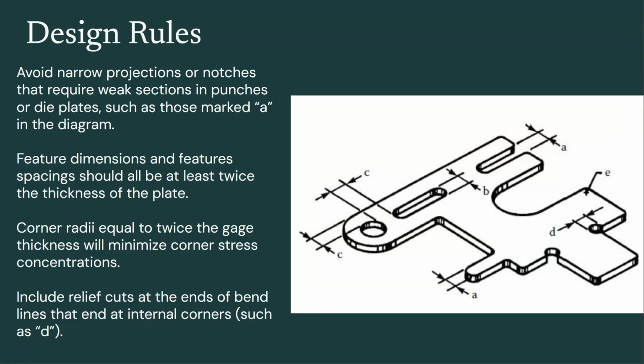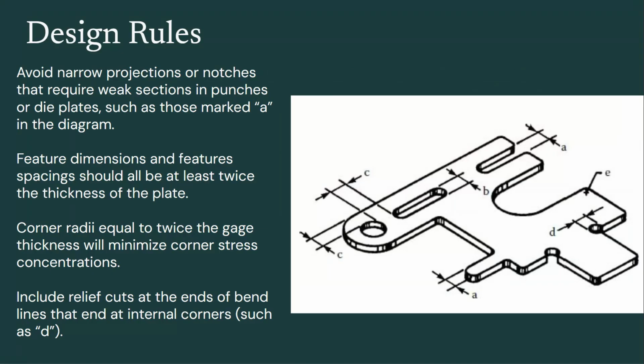All feature dimensions and feature spacing should be at least twice the thickness of the plate to allow proper holding as well as clean punches. Corner radii should also be twice the gauge thickness, and this will also help minimize corner stress concentrations. And then lastly, you can include relief cuts at the ends of bend lines that end at internal corners.